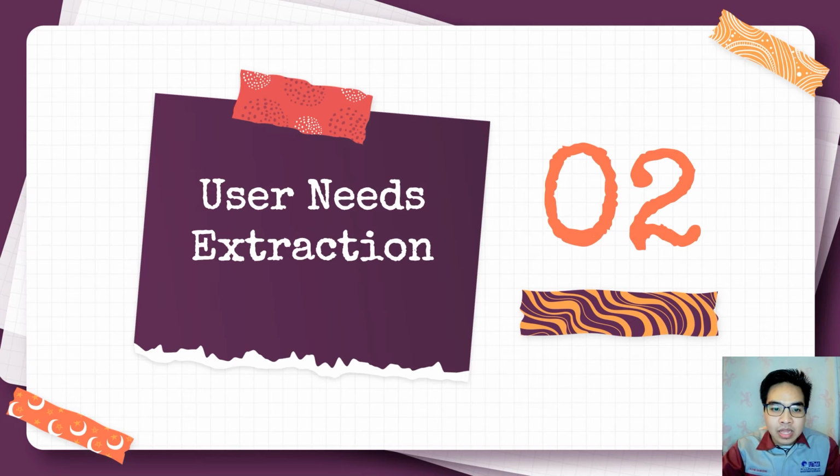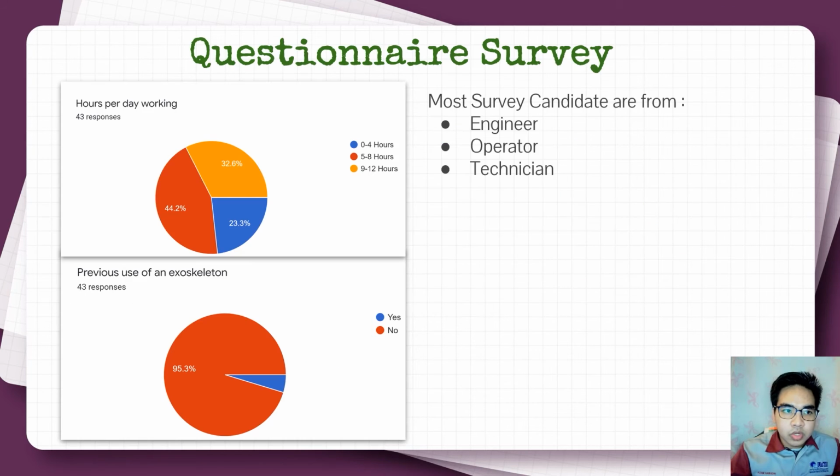For the next part is user needs extraction. To determine the design requirements from the user, we conducted a survey which we gave to one factory located in Penang, where this factory manufactures parts for aeroplanes, and most of the candidates from the survey were engineers, operators, and technicians. 44% claim that their working hour is around 5 to 8 hours, and for previous use of exoskeleton, only 1% have used an exoskeleton.